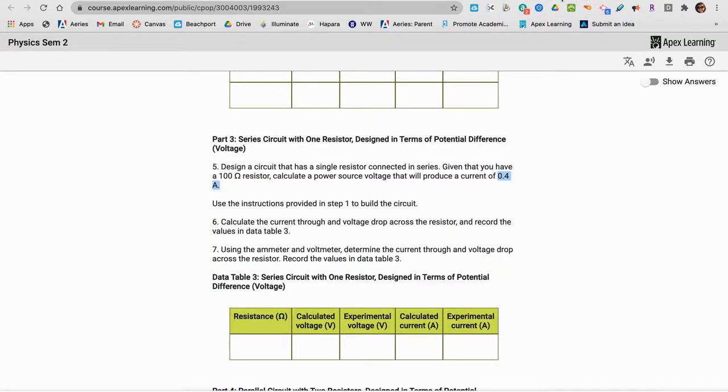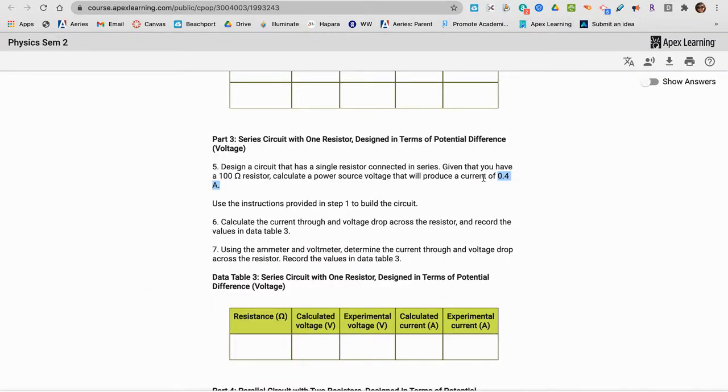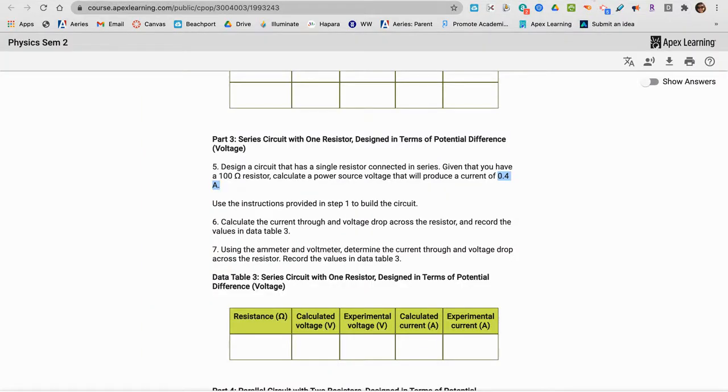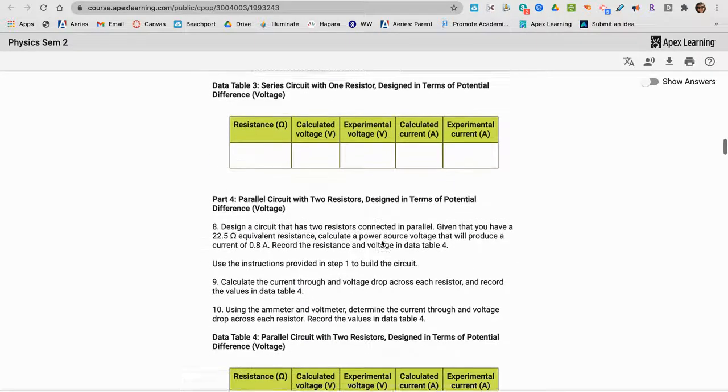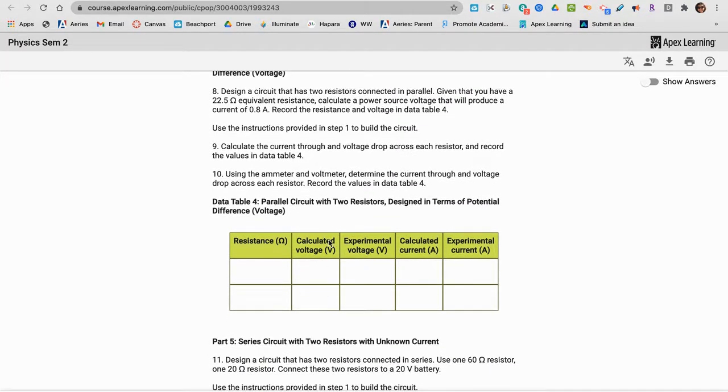It was 100 ohms, right? So we're going to move this up to 100 ohms. And we're trying to figure out what voltage will give me 0.4 amps. So if I just leave this on 20 volts, what will my amps be? They will be 0.2. I need 0.4. Okay, so you're going to do the math and figure out what you should be changing there. And then it just goes on and on with various different challenges to get you to do some calculation.